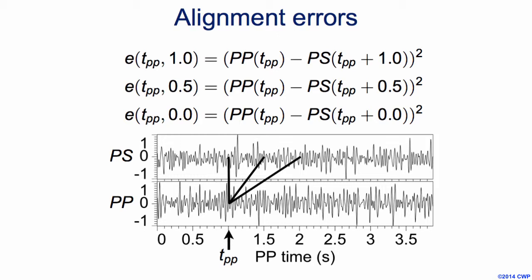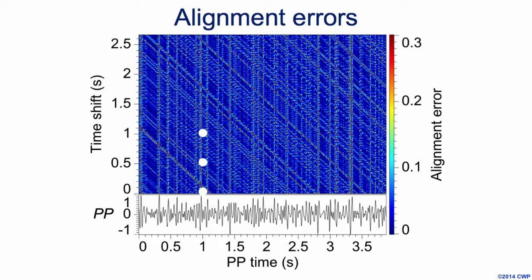If we look at these 3 examples in that plot of alignment errors, they correspond to the locations of the white dots you just saw. So that's a PP time of 1 second with shifts of 0, 0.5, and 1 second. Do that for all PP times and for all the shifts that you see here, and you've got this array of alignment errors. It's really easy to compute. It's a little hard to understand if you haven't looked at it before.